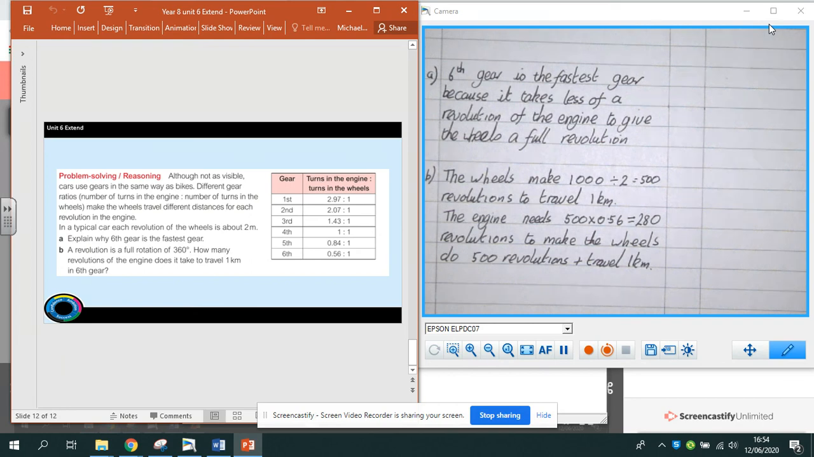Now, for every 1 turn of the wheel, the engine goes round 0.56 of a time. So how many times does the engine have to revolve for the wheels to go round 500 times? Well, it has to revolve 500 times 0.56, which is 280. So for 500 revolutions of the wheel, you need 280 revolutions of the engine. Okay, if you need to write a correction, please do so now.